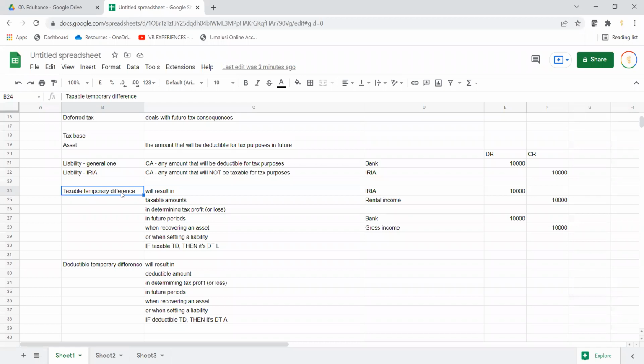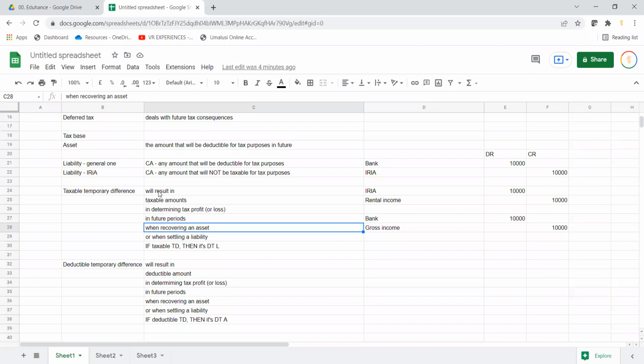deductible temporary difference. Now remember, a taxable temporary difference will result in taxable amounts when determining tax profit or loss in future periods. Why it's important, it's all about future periods because deferred tax deals with future tax consequences. Okay, so remember, it will result in taxable amounts when you calculate tax profit, not accounting profit. When you calculate tax profit, so either when you are recovering an asset or when you are settling a liability.